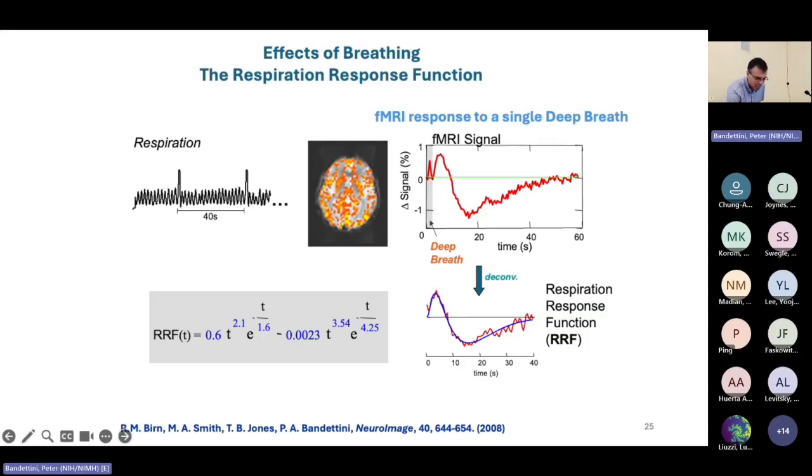I'm trying to find a logical place to stop here. Okay, yeah, I'll stop with just looking at breathing effects. It's going a little bit too long.